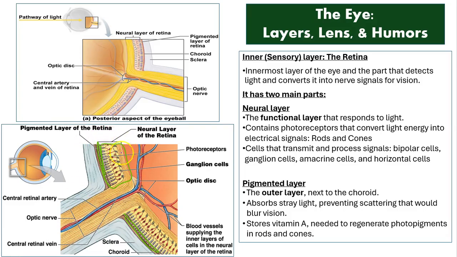So the neural layer is all the functional layer that's going to respond to light. And the pigmented layer is going to be the outer layer. What it really does is, if you have light coming through and going all the way to the retina, which is what this layer is, any excess light is absorbed. You don't want all that light to be responding straight to the nervous system. You want some of it to be absorbed to prevent any type of blurred vision that can happen. And that's what that pigmented layer does.